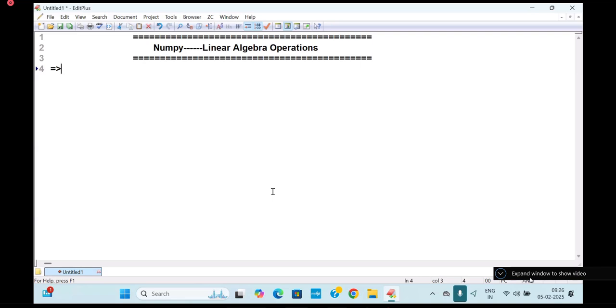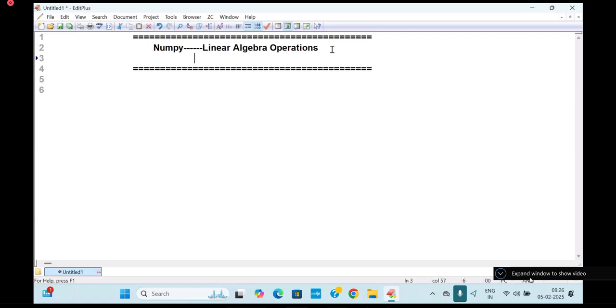Now, coming to how to calculate linear algebra operations. What are the various linear algebra operations available? To perform such operations, directly I'll tell you one function: the solve function. And to perform linear algebra operations, there is one module present, students.